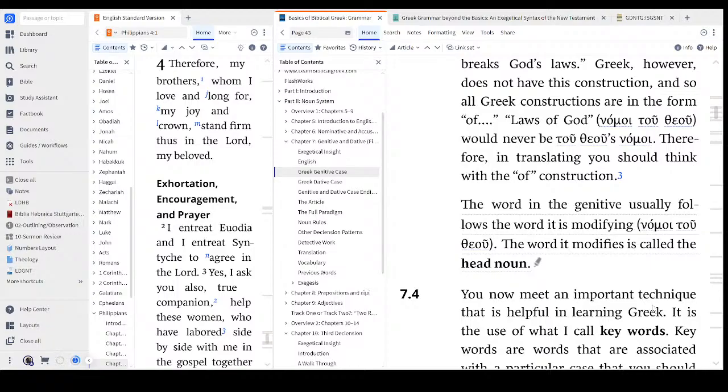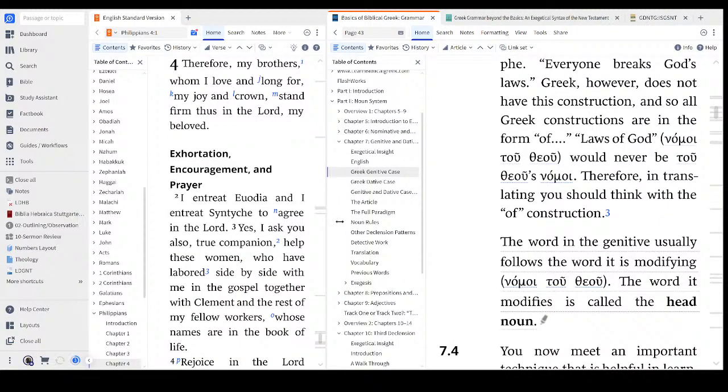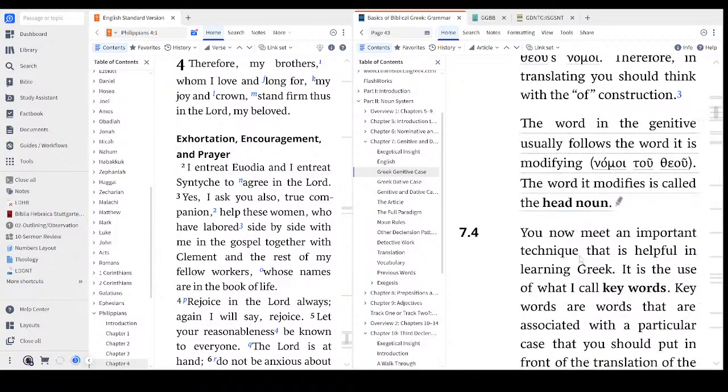The word in the genitive usually follows the word it is modifying. The word it modifies is called the head noun. So you're seeing a lot of phrasing. Usually, it's not always the case.